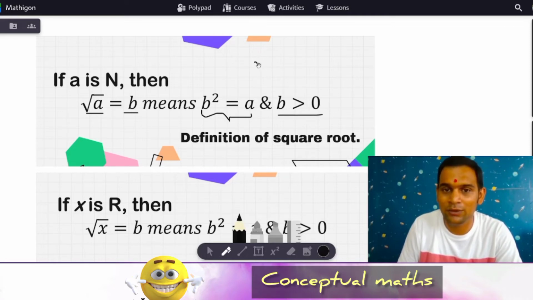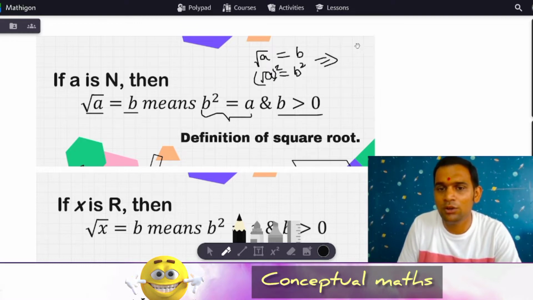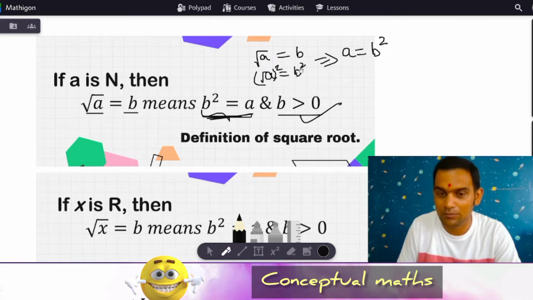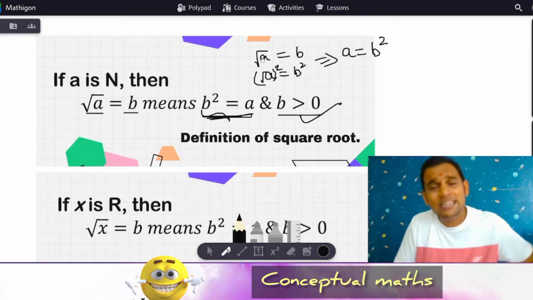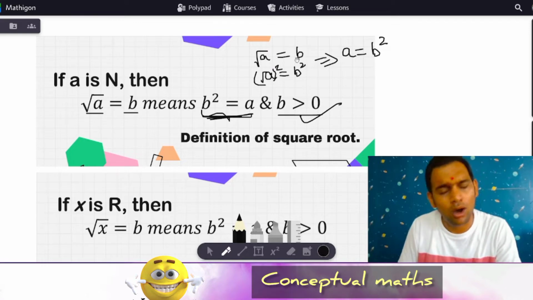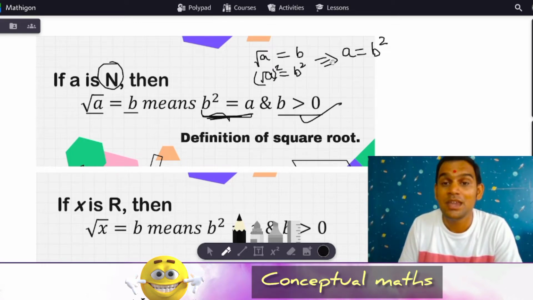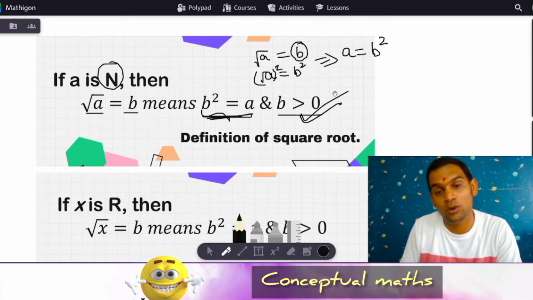Why do I say that? When we have square root of a equals b, you just square it on both sides. We have already discussed that when you square an under root, you get a. I will write that step: square root of a, squared, equals b square. That implies square root of a squared is a, which equals b square, and that is what we have written in the definition. Now, why is b greater than 0? Because the square root of any possible real number, or even a natural number, as it is here, can never be a negative number. That is the reason b is always greater than 0.